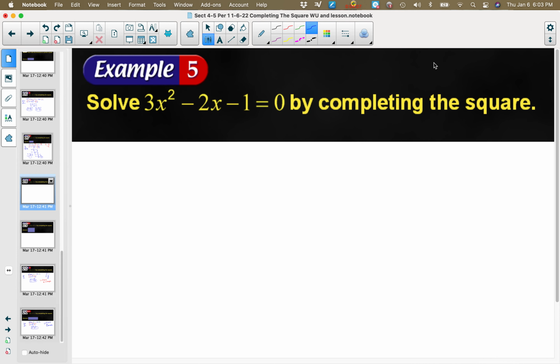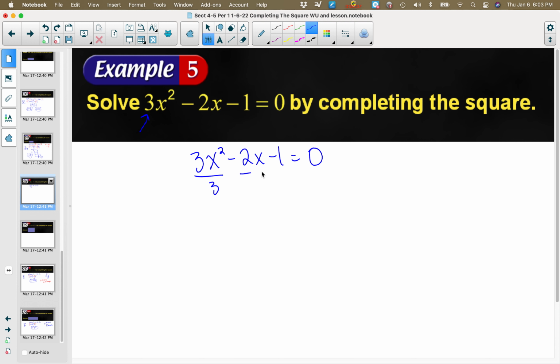So here we go on the last one. Well, I'm going to do a couple of them. This is going to be a problem because we have a coefficient other than 1 in front of the x squared. So we have to handle this one a little differently. So the first thing I'm going to do, let me write this down, is I'm going to divide both sides by 3 because there's a 3 in the front.